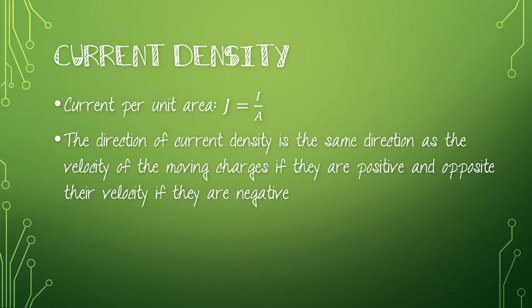The direction of current density is actually a vector, even though you don't see it in this equation here. And it's the same as the direction of the velocity of the moving charges if they're positive, and opposite their velocity if they're negative. So basically what this is saying is that the current density has the same direction as the current, even though current is not a vector and current density is.